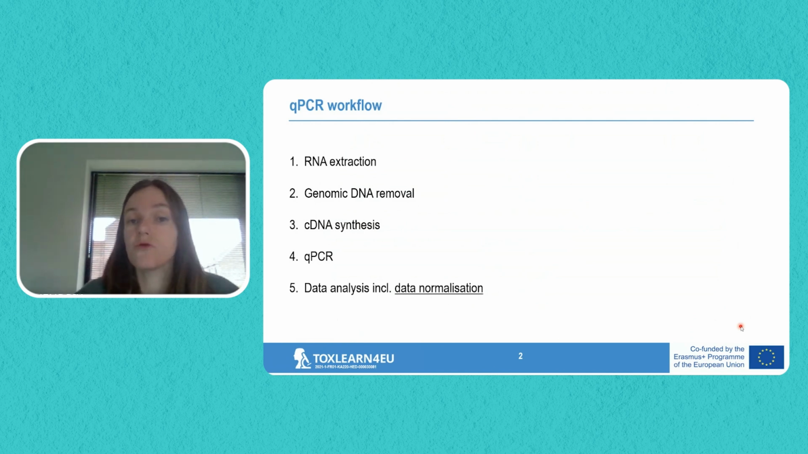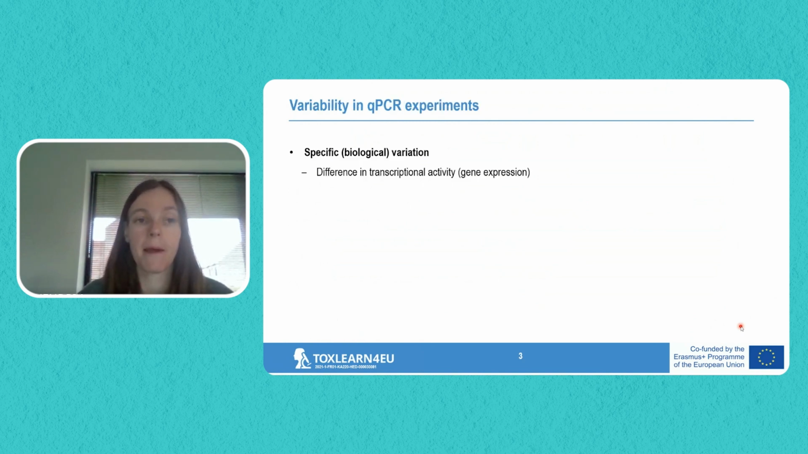And subsequently, you will perform the actual qPCR reaction to compare the expression of a certain gene of interest between different samples. And in the consequent data analysis, it is very important that you normalize the data that you obtained. And in today's lecture, I will explain to you why this is important and also how this works. So why is normalization of qPCR data very important?